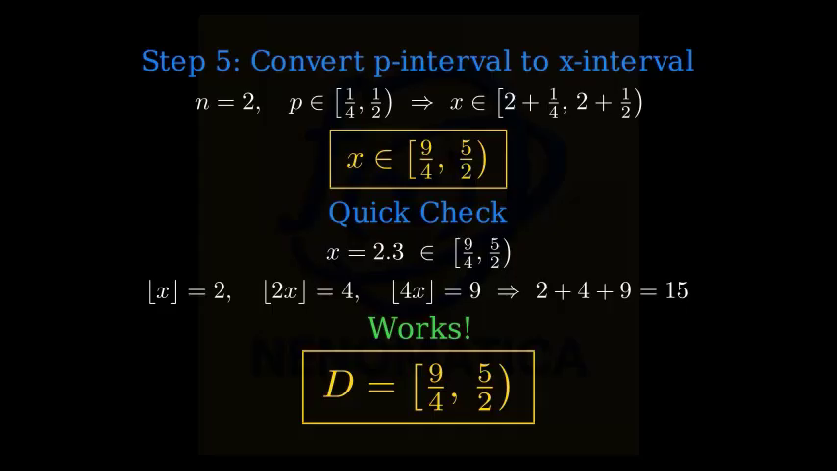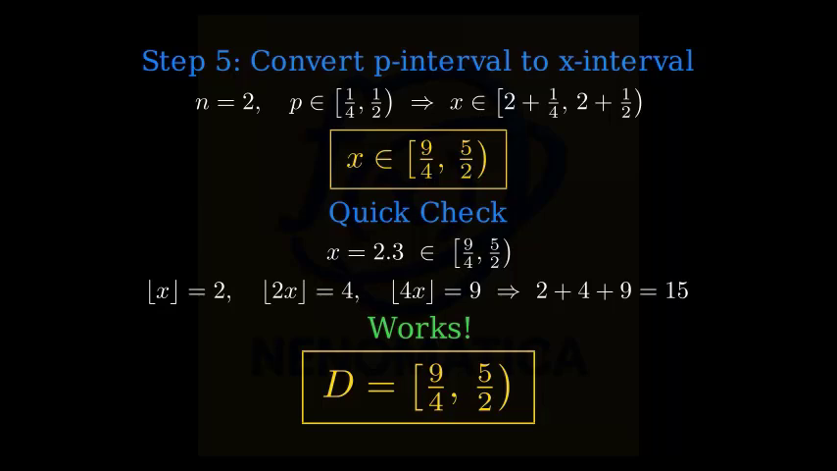Step 5. We now combine n equals 2 with p in the interval 1/4 to 1/2. That gives x equals n plus p between 2 plus 1/4 and 2 plus 1/2, with the right endpoint excluded. So the solution set is the interval left bracket 9/4, 5/2 right parenthesis.